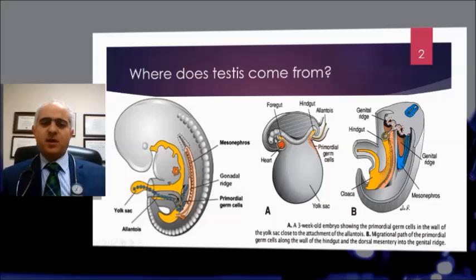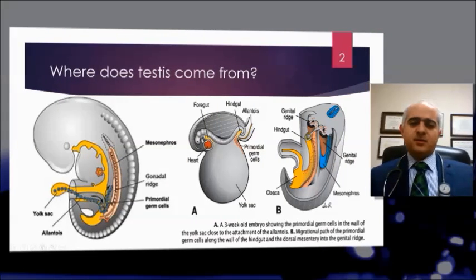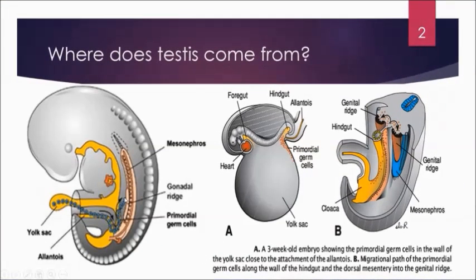So this is a picture of an embryo, and as you can see here in the center of the embryo, about 3 weeks old, there is something called the gonadal ridge. This is where the testicles start to form very early in life. This yellow sac here is the yolk sac. This is the head of the embryo. This is the tail, which eventually will become the legs. And these blue cells here in the yolk sac are basically what is going to be the germ cells, which are going to form the sperm in the future.